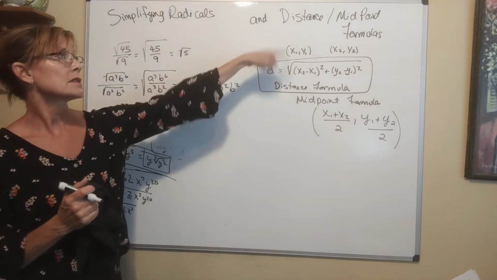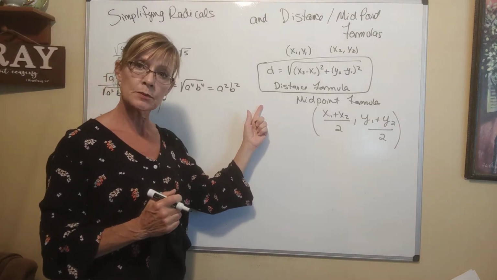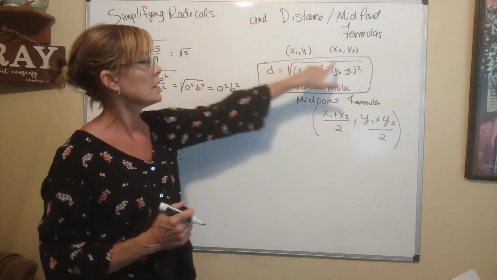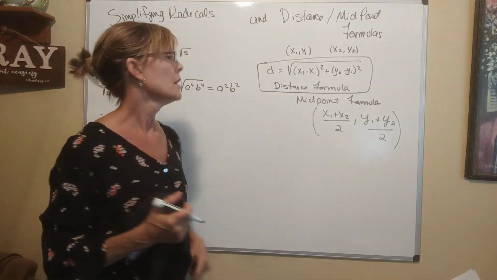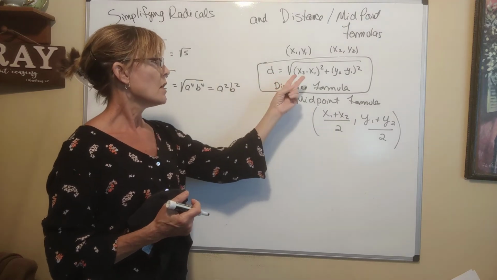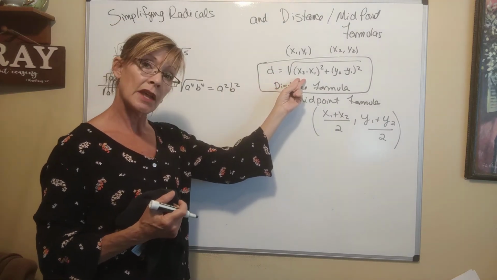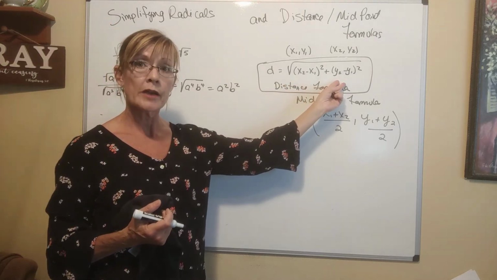Over here, let's look at the distance and midpoint formula. The distance formula finds the distance between 2 points, x1, y1, and x2, y2. So how far are those 2 points apart? It's given by d, which is equal to the square root of x2 minus x1, the difference of the x coordinates squared, plus y2 minus y1, the difference of the y coordinates squared.